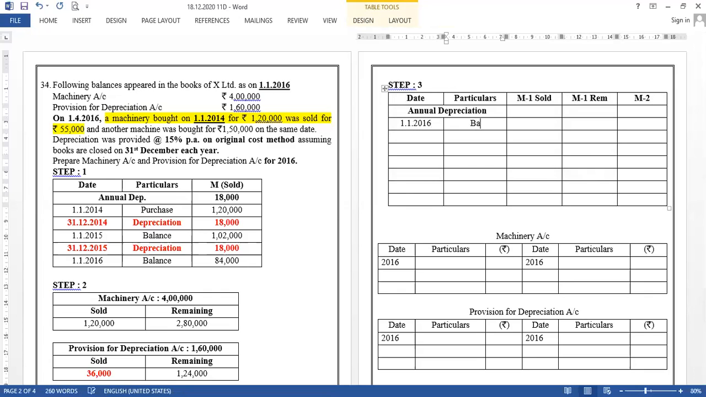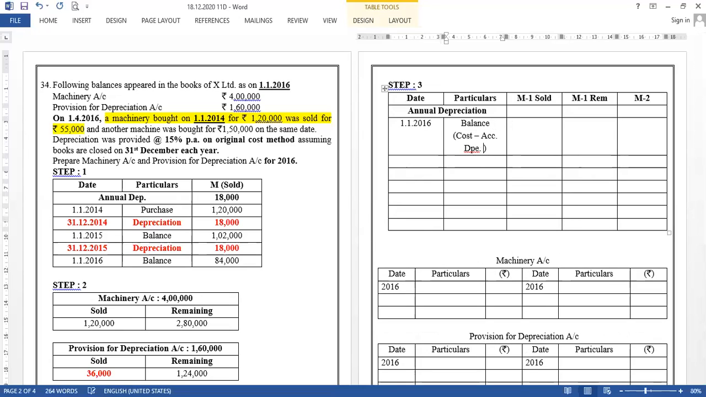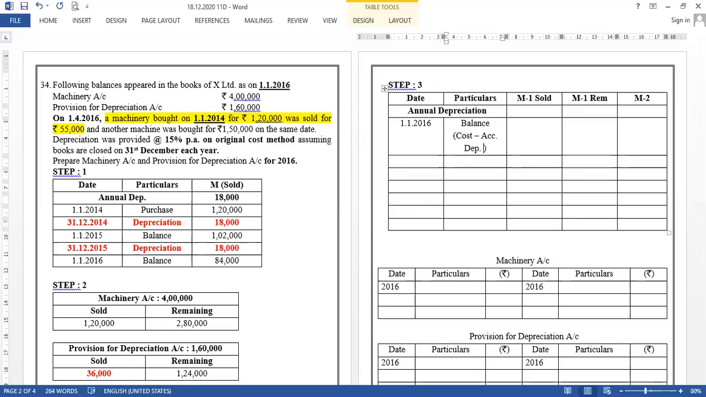Okay, it's a balance. How much is the balance of machinery 1 that we are going to sell? If you remember over here, I have told you to get the cost, let me write it again over here. It was cost less accumulated depreciation. This is the only important part you have to take care of. The rest becomes simple. The balance of machinery one that we are going to sell is cost less accumulated depreciation.